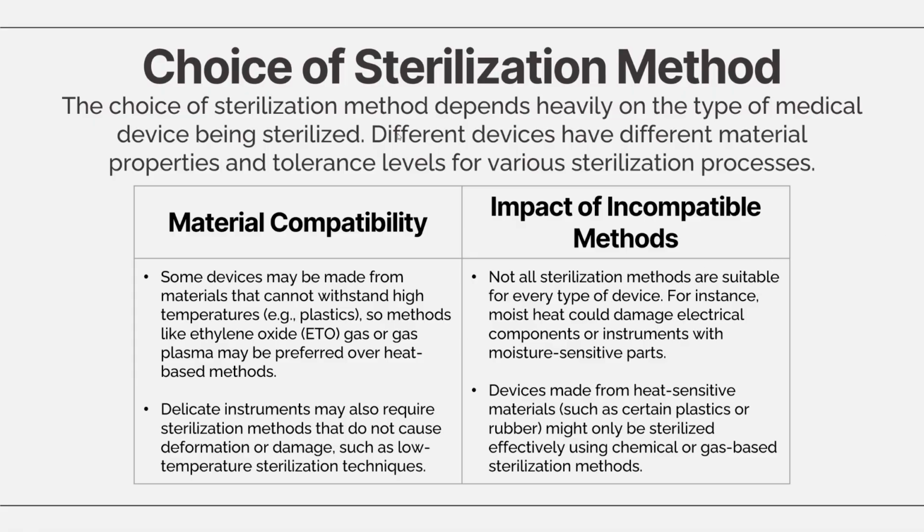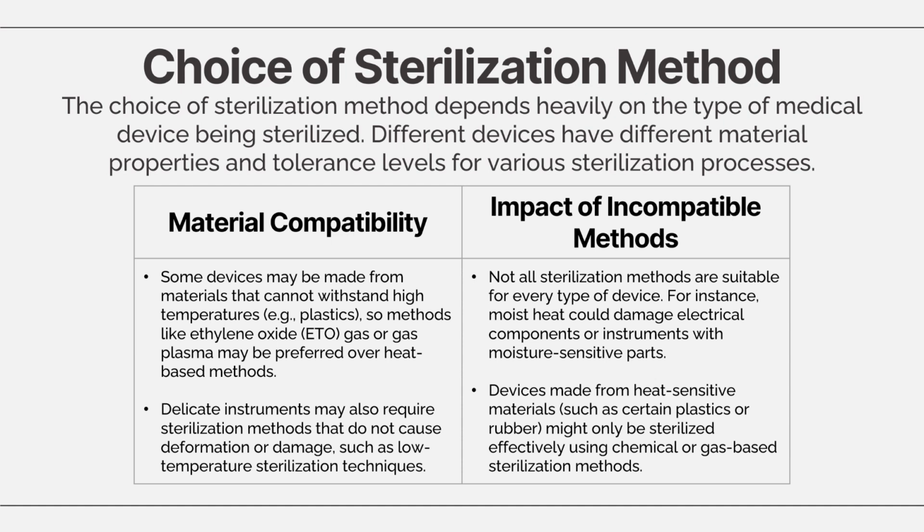So now we're going to look at the choice of sterilization method. When choosing sterilization methods, the device's material and design are key. Plastics, rubber, and delicate electronics often can't tolerate the heat and moisture of steam sterilization. For these reasons, low temperature methods like ETO, or more specifically gas plasma, are better for avoiding damage and corrosion to these items.